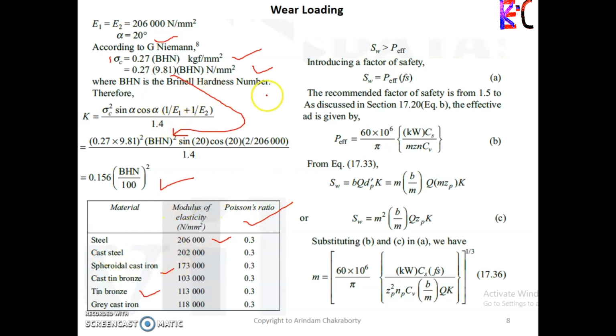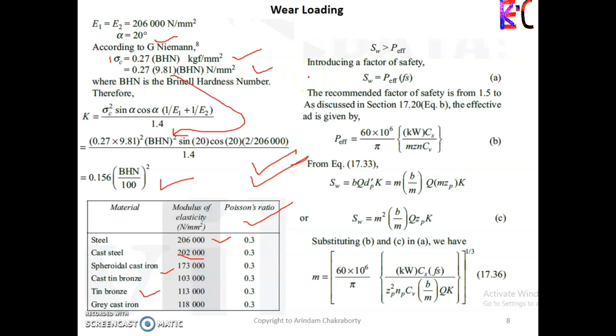So if it's not a steel, if it's a cast steel, it will change from 0.0202, that means E1 and E2 value will be 202,000. If it is a steel, as considered over here, it will be 20600. After reducing in this factor, we get 0.156 BHN by 100.